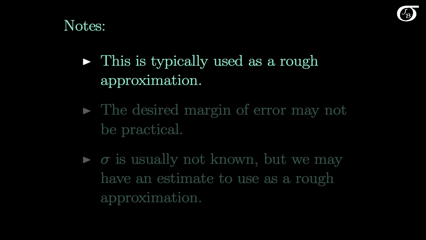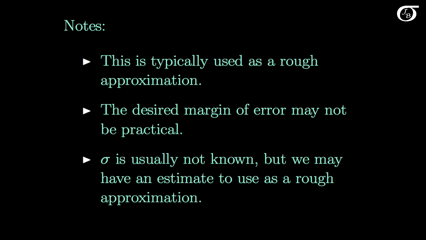A few notes to finish. This is typically used as a rough approximation. We don't necessarily run out and get exactly 1,753 observations, even though the formula told us that's what we need. Also, the desired margin of error may not be practical. We might not be able to get a sample size of 1,753. It might cost us too much money, it might cost us too much time, or it simply might not be possible. So sometimes we might have to adjust our study plans or even abandon them altogether based on this calculation.